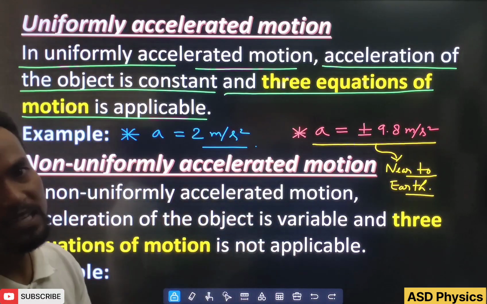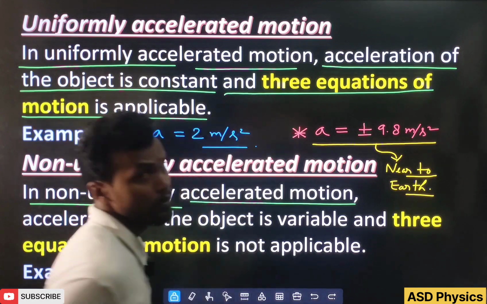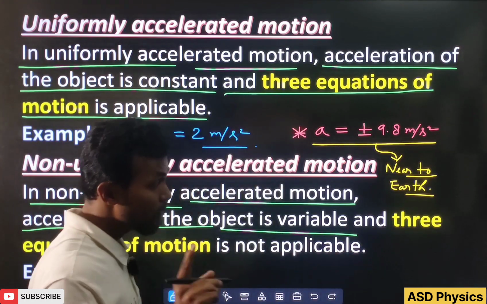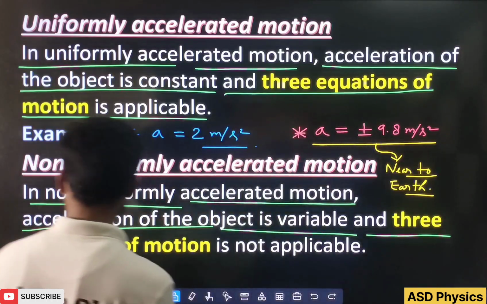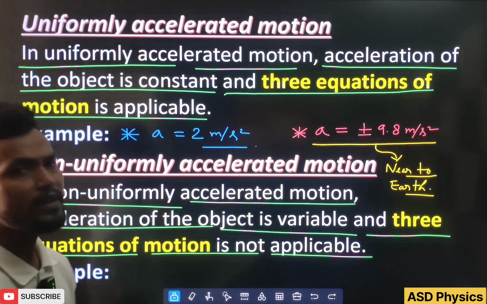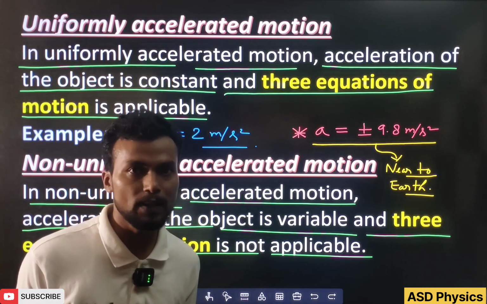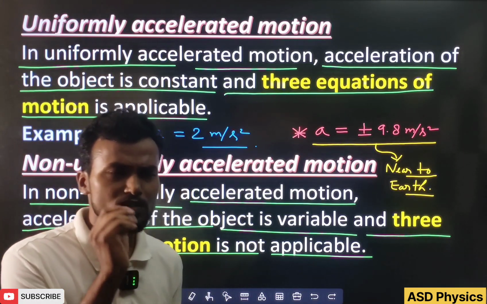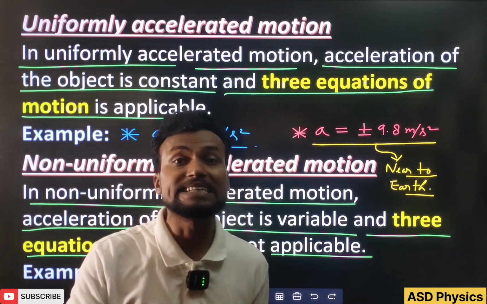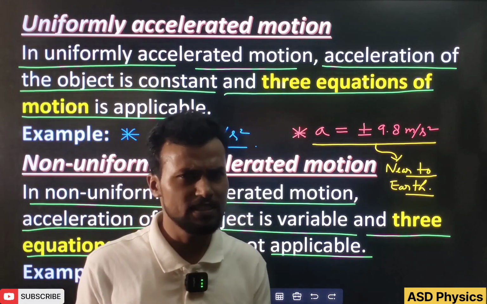So now the second one: the non-uniformly accelerated motion. In non-uniformly accelerated motion, acceleration of the object is variable, and the three equations of motion are not applicable. If the acceleration is variable, equations of motion are not applicable, then what will we do? In that situation we have to solve the question by using the differentiation and integration formulas of acceleration and velocity. That we will see, not a problem.